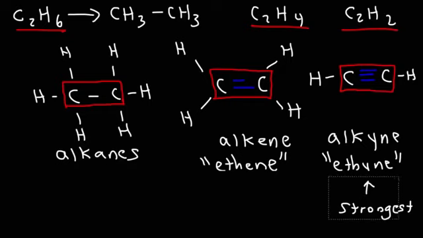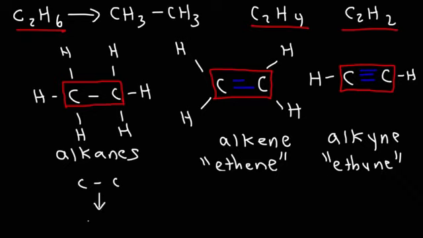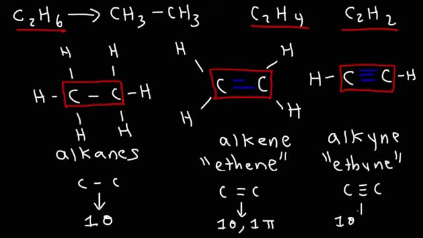Now let's talk about sigma and pi bonds. A single bond contains 1 sigma bond. All single bonds are sigma bonds. A double bond contains 1 sigma and 1 pi bond. The triple bond contains 1 sigma and 2 pi bonds.